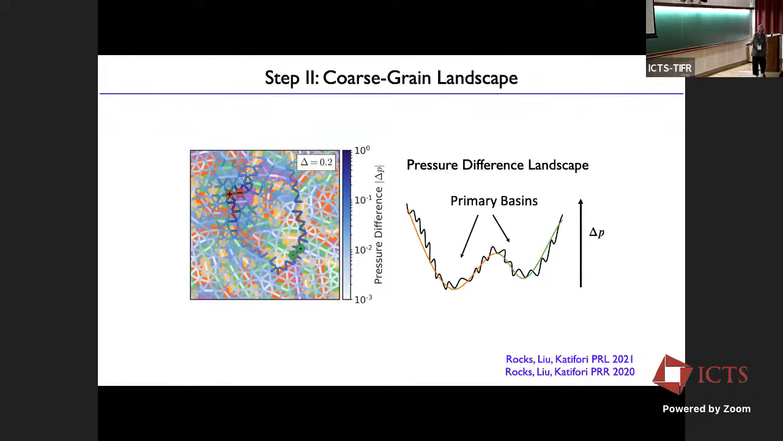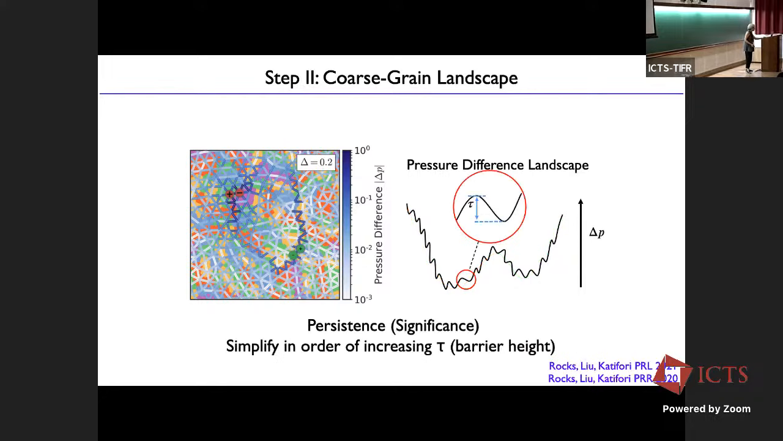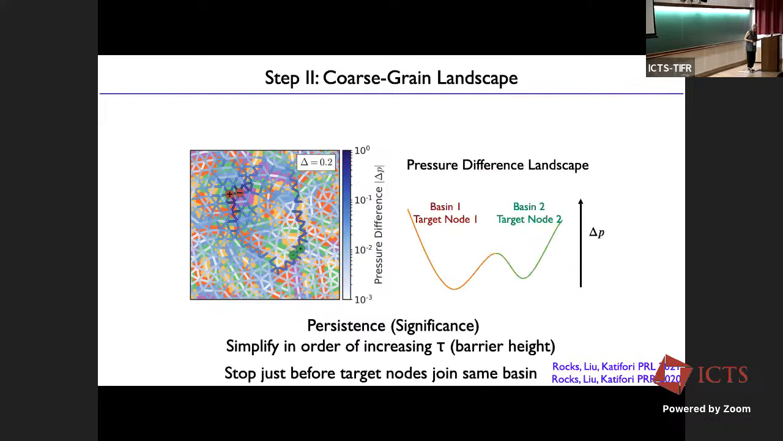And what we really want is this. So what we need to do is coarse grain. We're physicists, we like to coarse grain. So we coarse grain in terms of persistence, how far we are from the diagonal in the birth-death diagram. We basically iron out these little wiggles in order of increasing persistence, which is the same as the barrier height in this case. So we just smooth that out. And we stop just before the two target nodes join the same basin, and then we see that structure, which is what we're after.